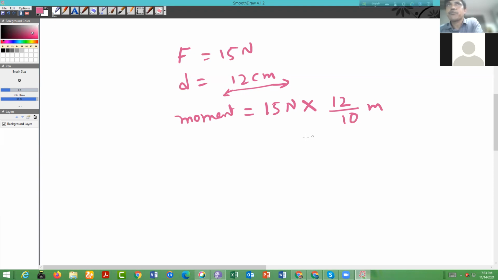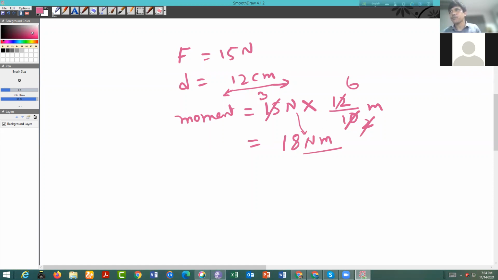So now we can cancel this one by 5, 3. This is 2. This is 6. That means 18 moment. What is the unit of the moment? This Newton will come here, this meter will come here: Newton meter. You must write this unit, otherwise it will be wrong.